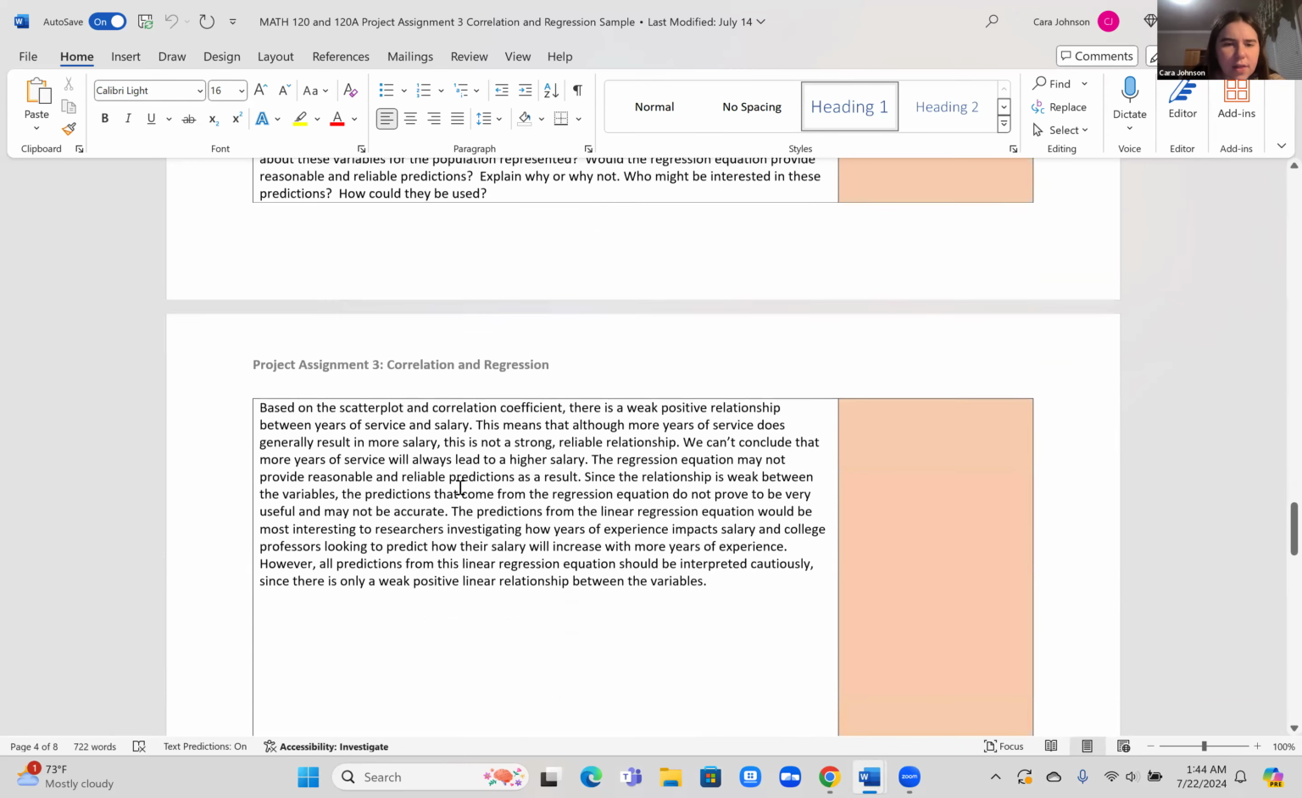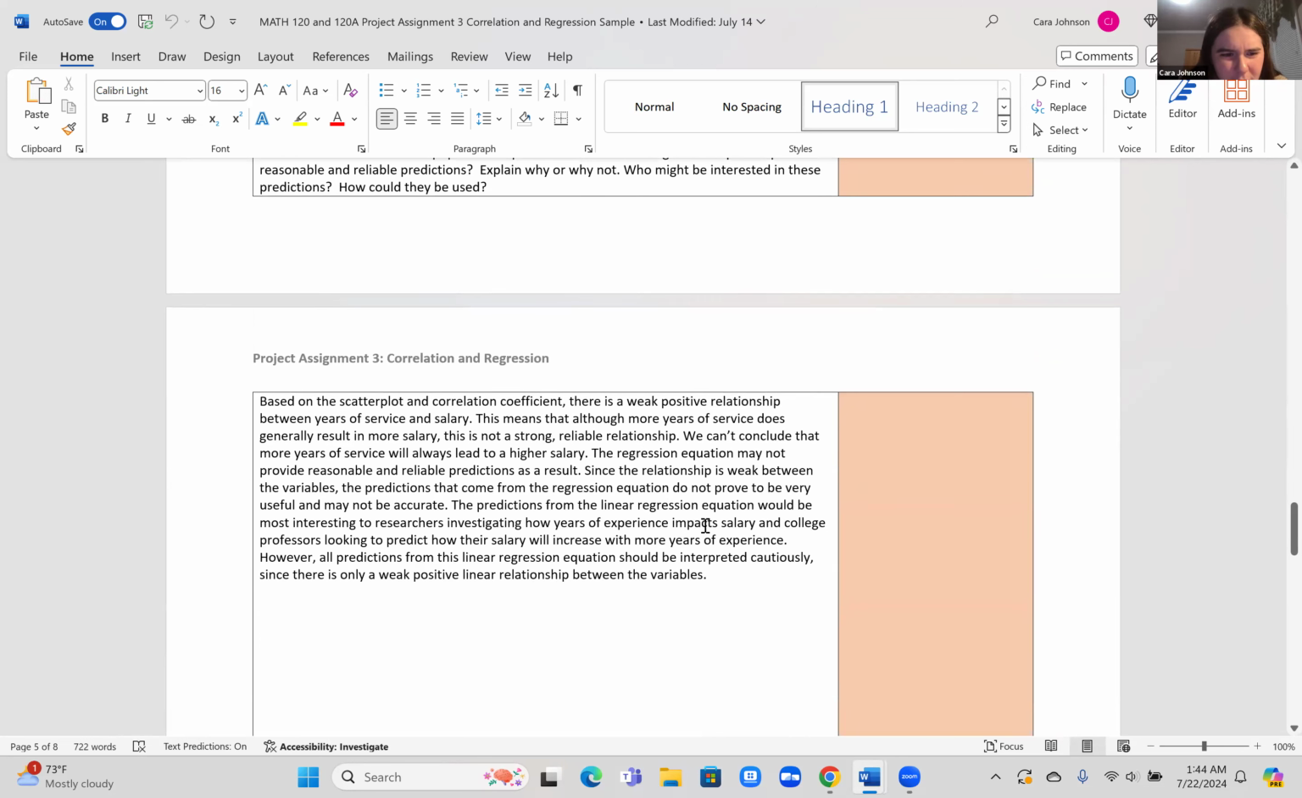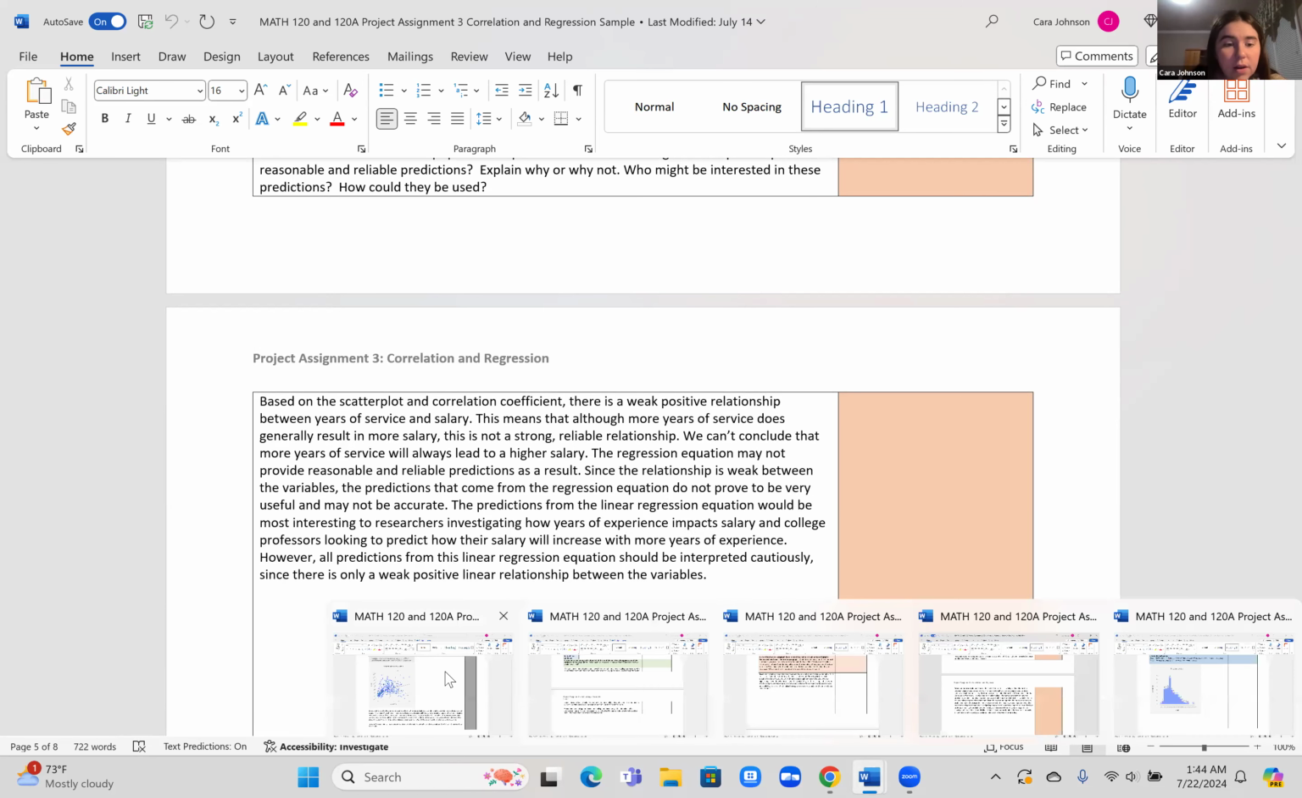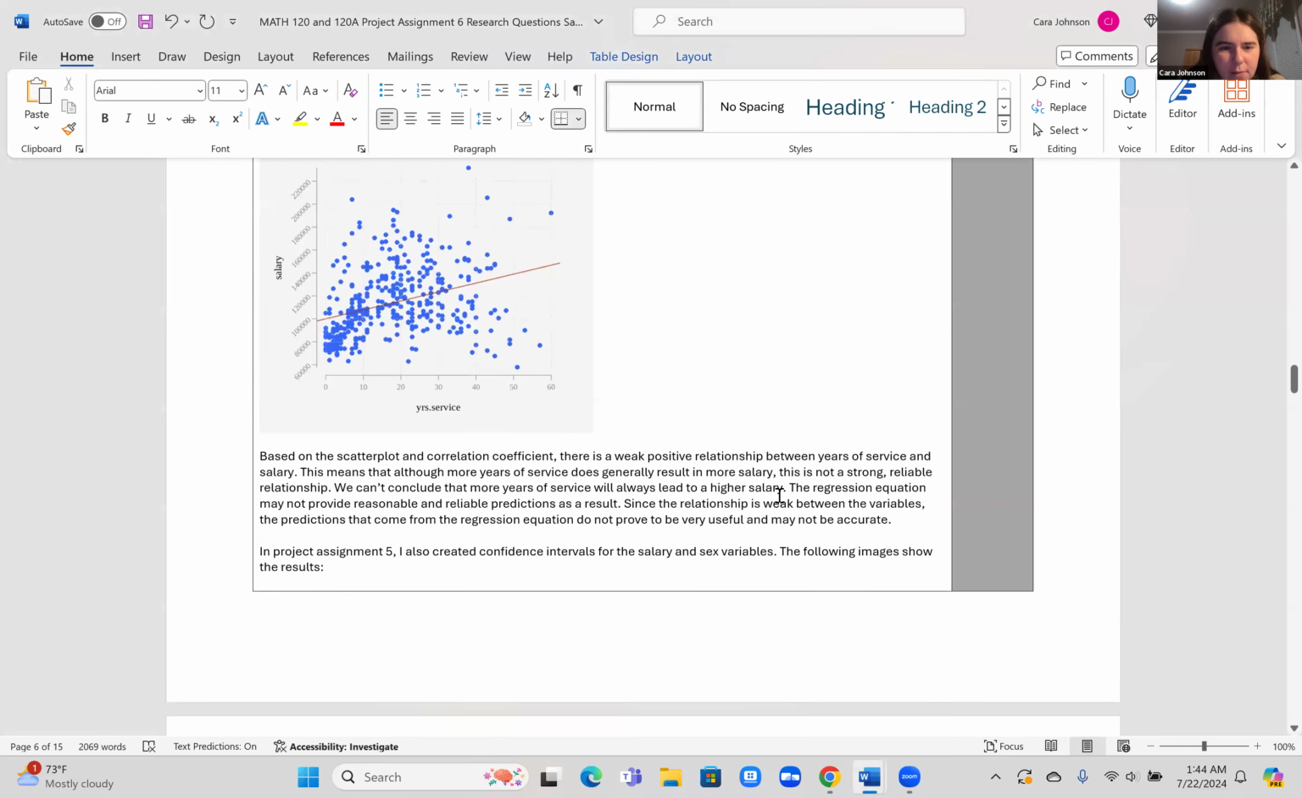And then I took this paragraph here, but I didn't include the part at the end about who would be interested. I just talked about the summary part of what it means. That's the most important part to include. And that's basically what I did here.